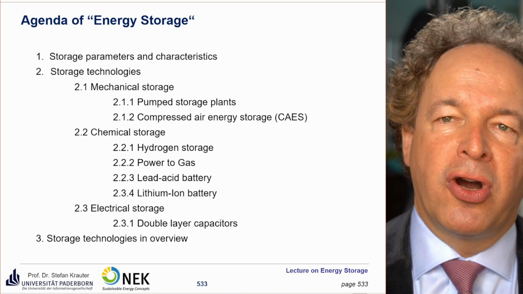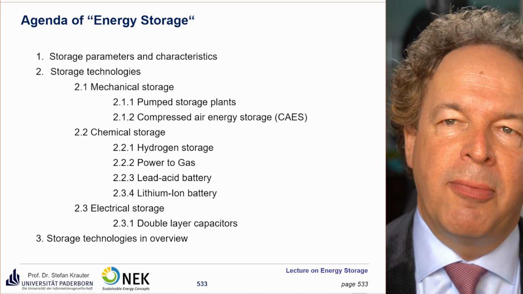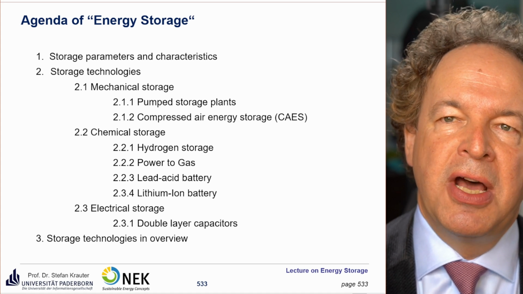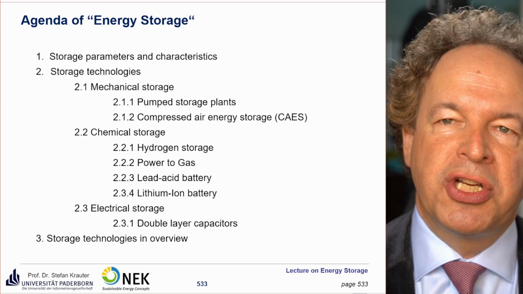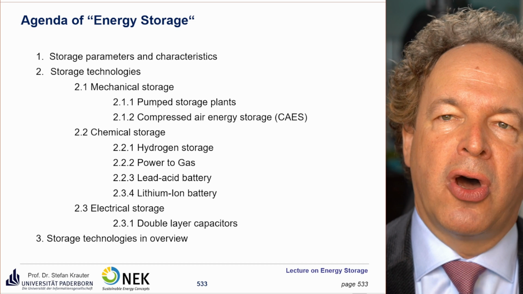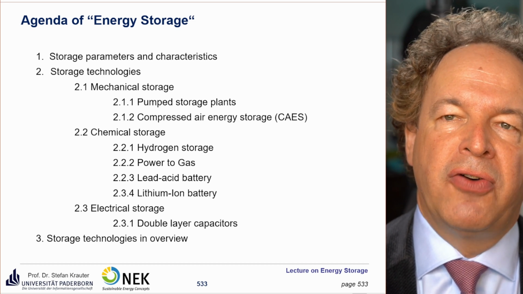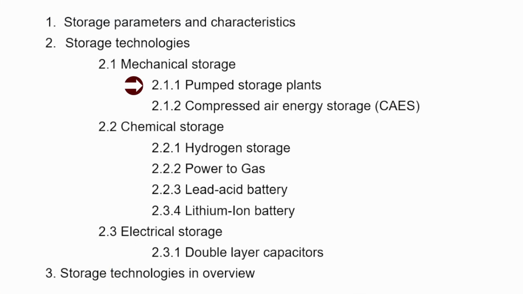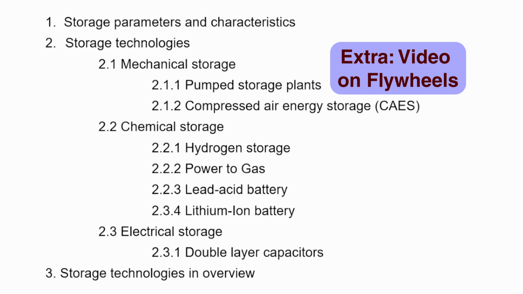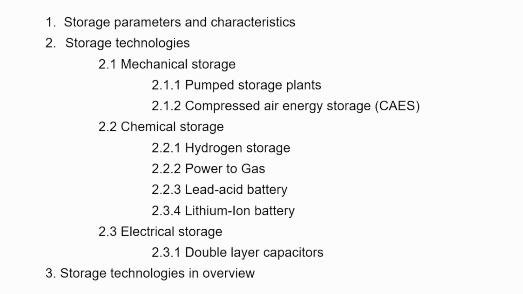So we want to talk first about the storage parameters and its characteristics. We want to talk about storage technologies. We want to talk about mechanical storage. First, we talk about the mechanical hydro storage power plants. We also want to talk about compressed air energy storage. Then we switch over to the chemical storage. There we will discuss hydrogen storage, power to gas storage, lead acid batteries and lithium-ion batteries in particular.